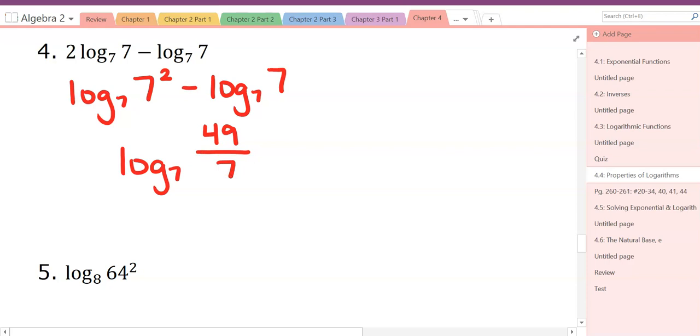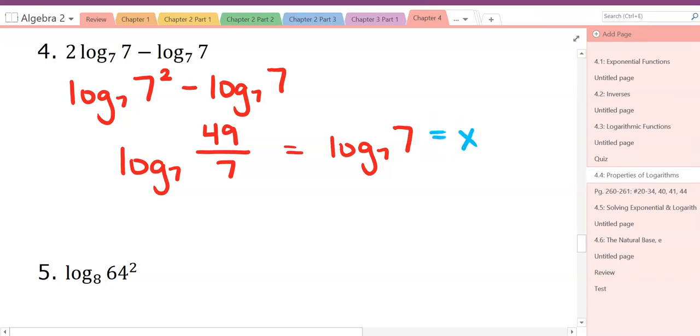So I'm kind of simplifying. I'm not writing everything out step by step. Now you could keep writing it out step by step if you wanted to, but I'm just going to kind of shortcut this a little bit. And so the last thing I'm going to do is have log 7, 7, because 49 divided by 7 is 7. Now I'm going to set this equal to x.